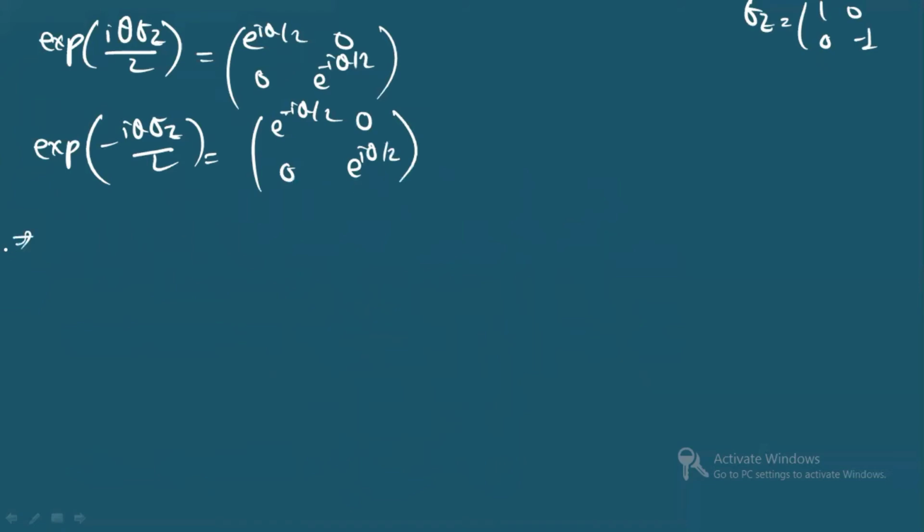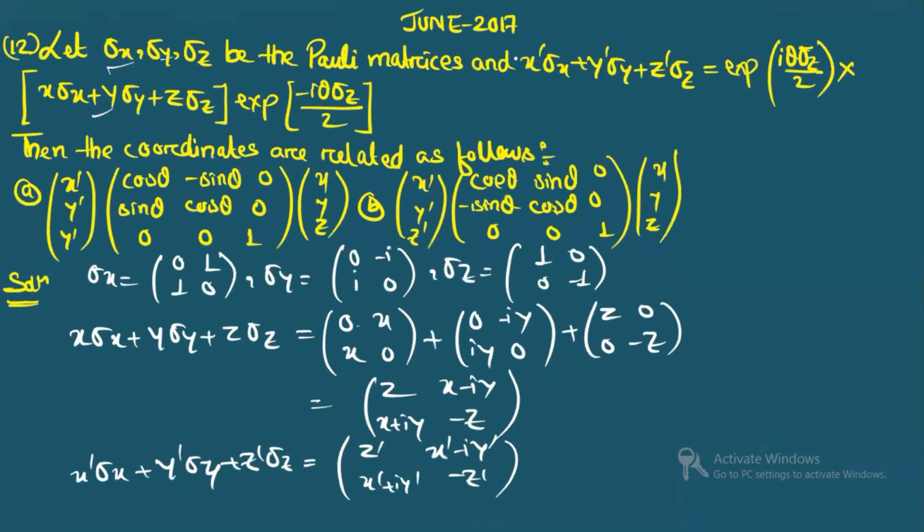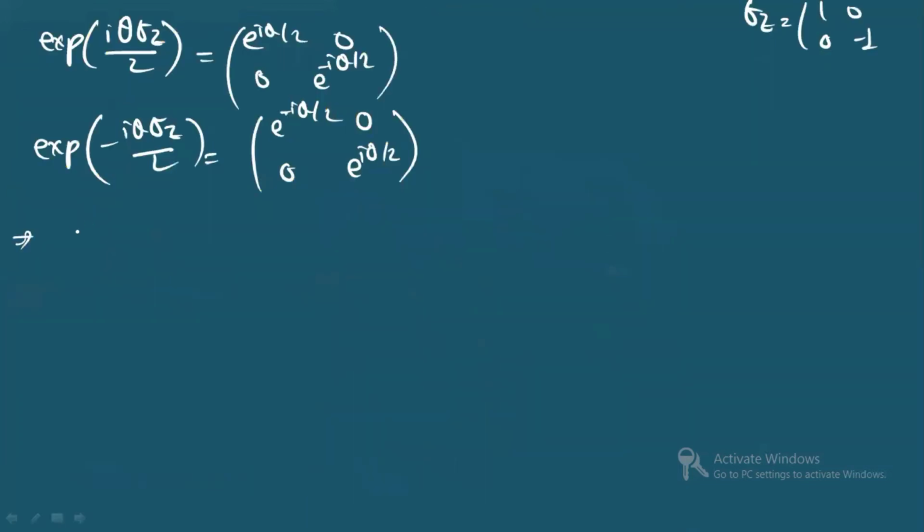So finally, what you will write? You will write this one. This term equals to the entire term. So it is x prime sigma x prime, this value is this one, z prime, right? It was z prime, x prime minus iy prime.